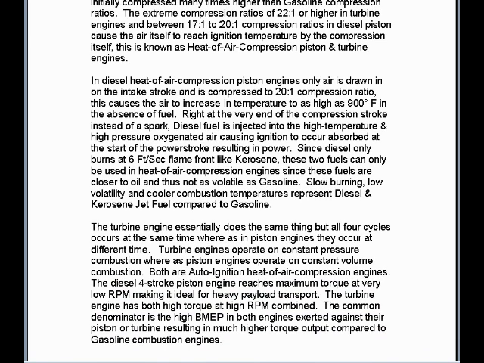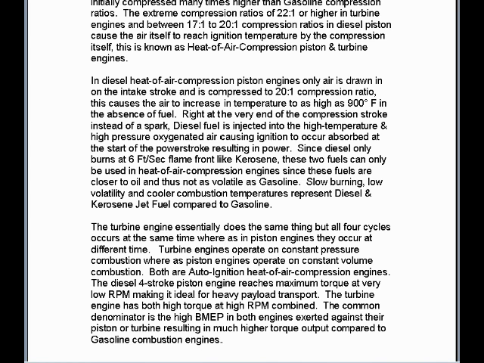The turbine engine essentially does the same thing, but all 4 cycles occur at the same time, whereas in piston engines they occur at different times. Turbine engines operate on constant pressure combustion, whereas piston engines operate on constant volume combustion. Both are auto-ignition heat of air compression engines.